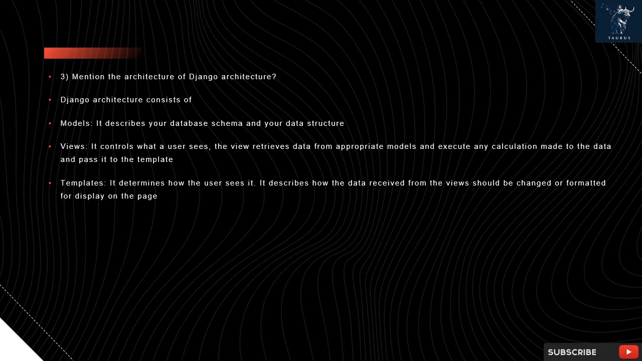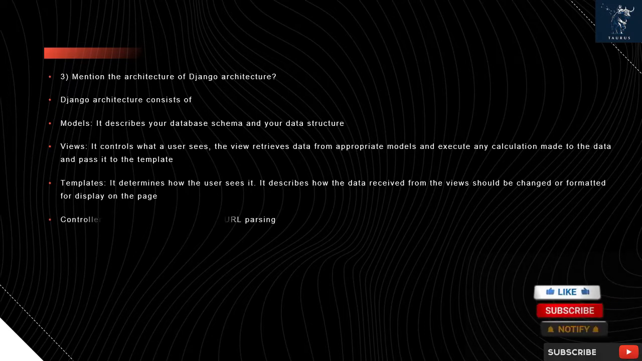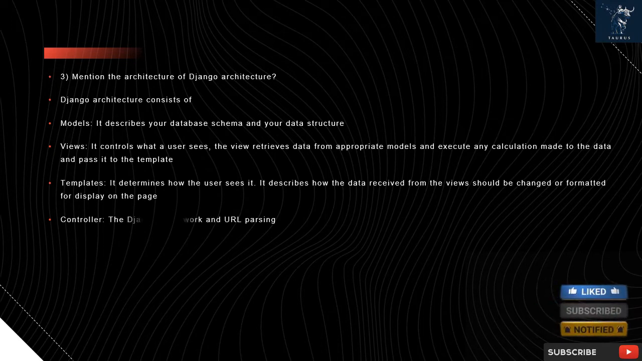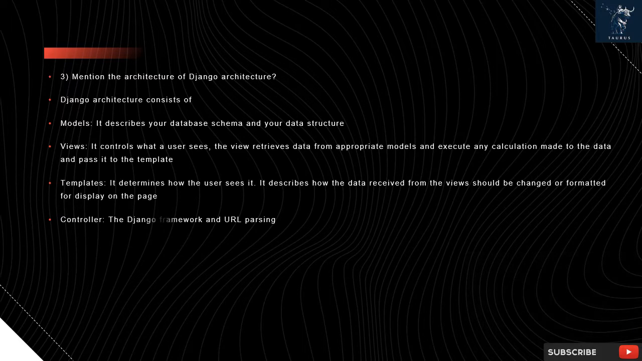3. Mention the architecture of Django. Django architecture consists of models. It describes your database schema and your data structure. Views. It controls what a user sees. The view retrieves data from appropriate models, executes any calculation made to the data, and passes it to the templates. Templates determine how the user sees it. It describes how the data received from the views should be changed or formatted for display on the page. Controller: the Django framework and URL parsing.